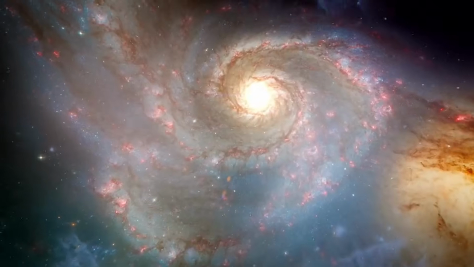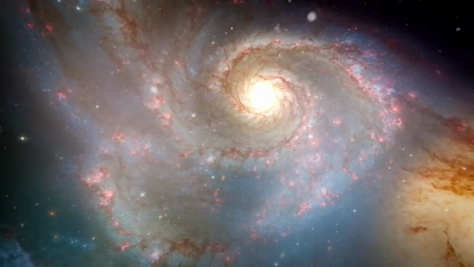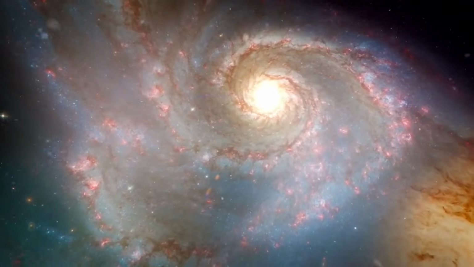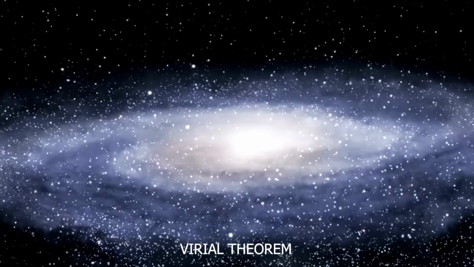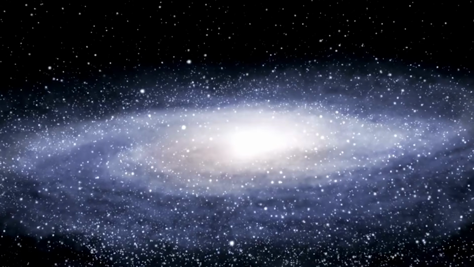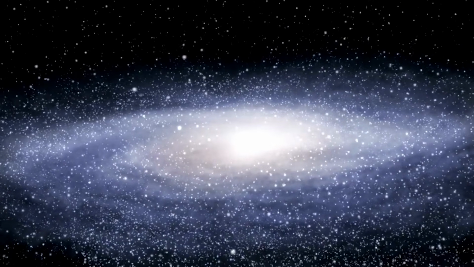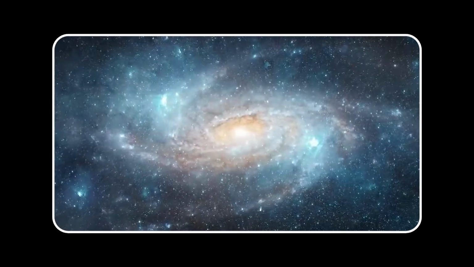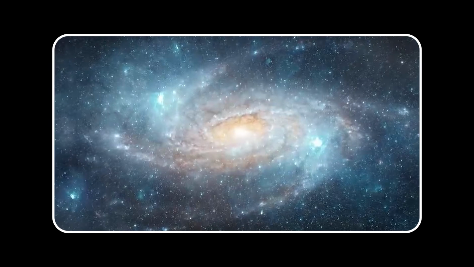In practical terms, if galaxies move faster than expected, there must be more mass generating the gravitational pull needed to hold them together. If they move slower, less mass is required. The virial theorem provides a method to estimate the total mass of a system from the motions of its constituents.